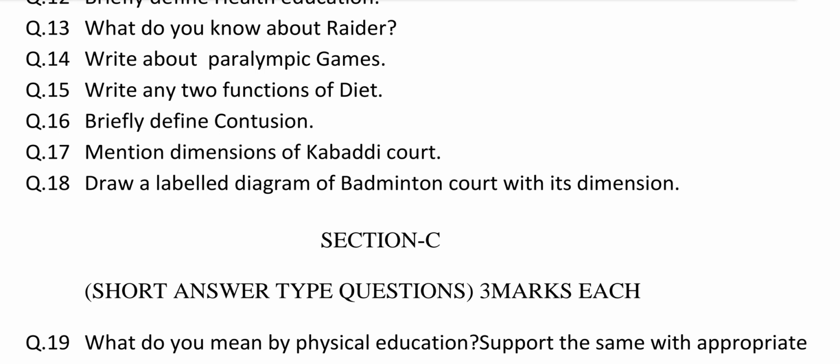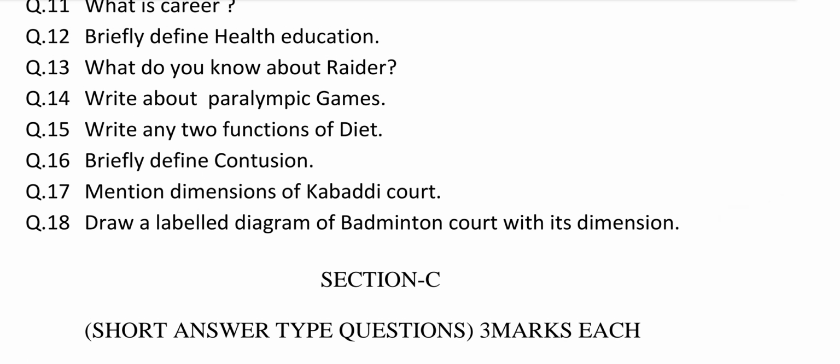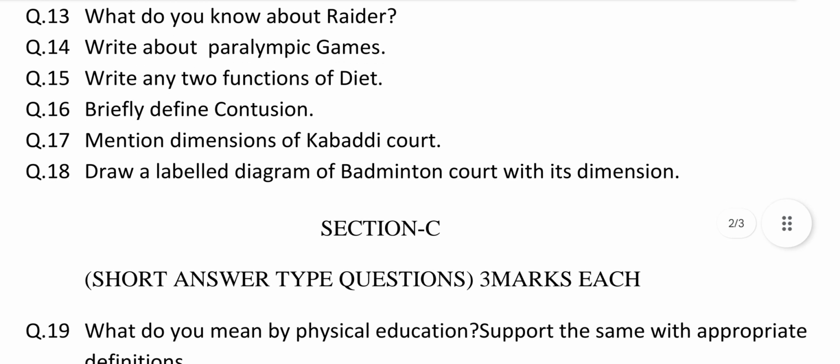Question number 12. Briefly define health education. This question is selected from chapter number 5, Health and Family Education. The answer may be health is a state of complete physical, mental, social well-being of an individual. Health is often affected by diseases. Health depends upon the diet, age, mental peace, type of work, etc. Question number 13. What do you know about raid?